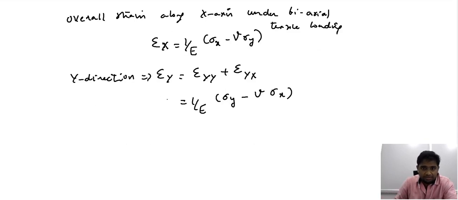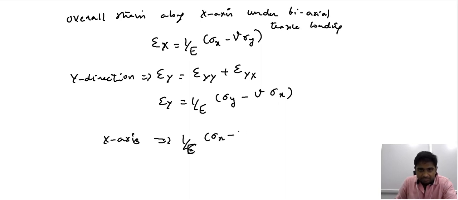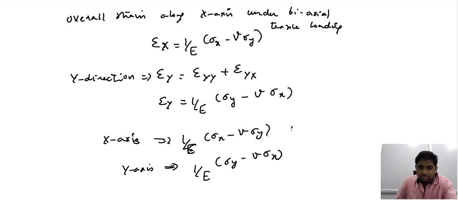So ultimately the strain along the x-axis will be of the form 1 by E, sigma x minus Poisson's ratio sigma y, and along the y-axis the overall strain is 1 by E, sigma y minus Poisson's ratio sigma x. So these are the strains that we observe along x and y axis for a biaxial loading condition.